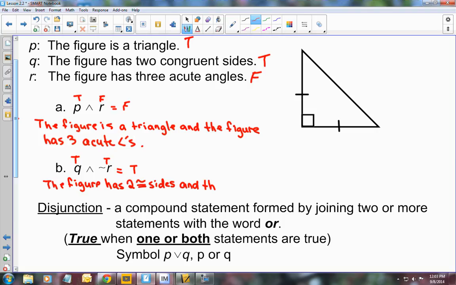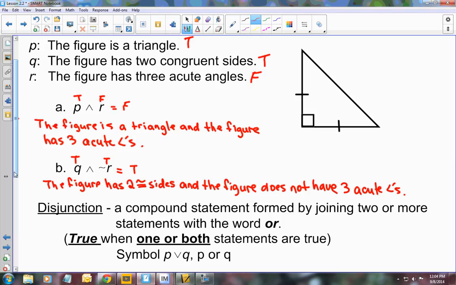And the figure does not have 3 acute angles. Okay, so your conjunction is 2 statements joined with the word and. In order for it to be true, what has to happen? Those statements have to be true.